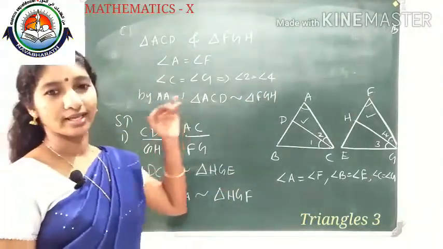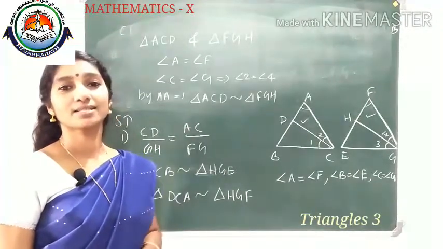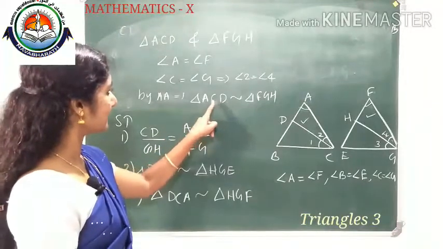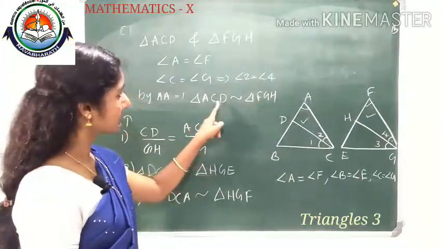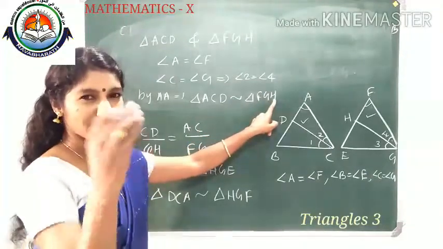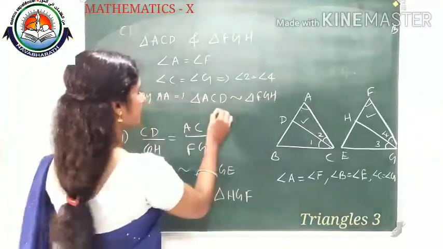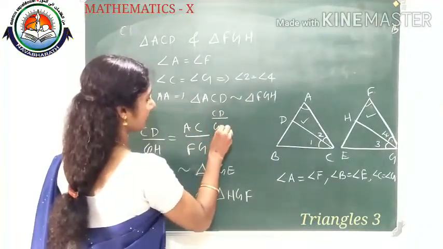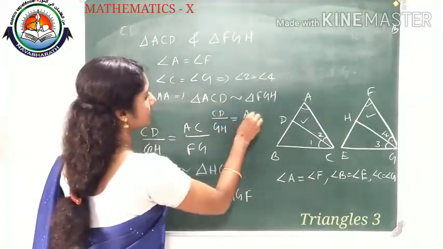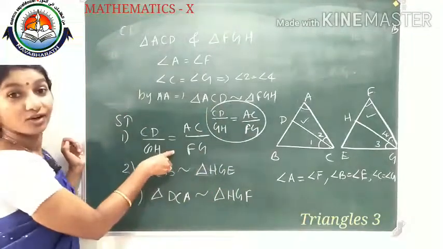Now we got two triangles similar, and what about their corresponding sides ratio? Corresponding sides ratio will be the same. So you can write CD by GH. We took the second and third points, so here also the second and third points, corresponding points written like that. CD by GH is equal to, here we need AC, so AC by which side? FG. See, we got the first.